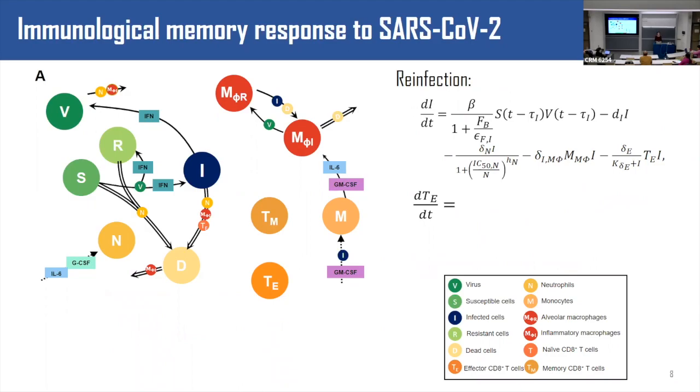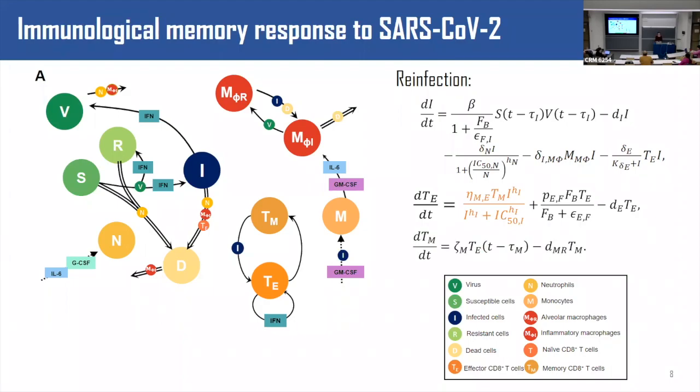Upon reinfection or recurrent infection, memory cells transform into effector T cells when they recognize the antigen of the virus. And this conversion is regulated by the concentration of infected cells in this cell function form. We also consider the reconversion from effector T cells to memory cells. So this equation is the same as the previous one. The next step is to validate this model to data.